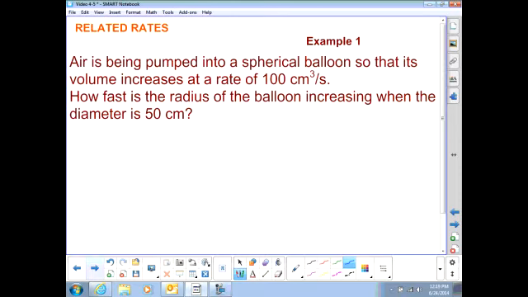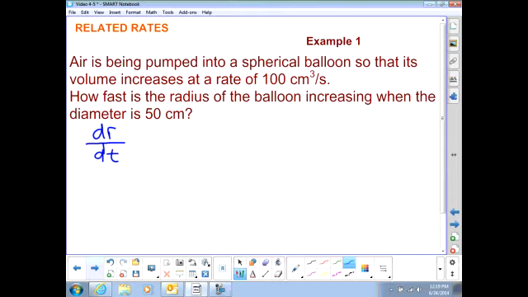So we've got: air is being pumped into a spherical balloon so that its volume increases at a rate of 100 centimeters cubed per second. How fast is the radius of the balloon increasing when the diameter is 50 centimeters? First off, I think it's important to identify what we're looking to find in the question. We want to know how fast the radius is increasing, so that's the rate that the radius is changing at. So what we're really looking for is dr/dt, the rate that the radius changes with respect to time.